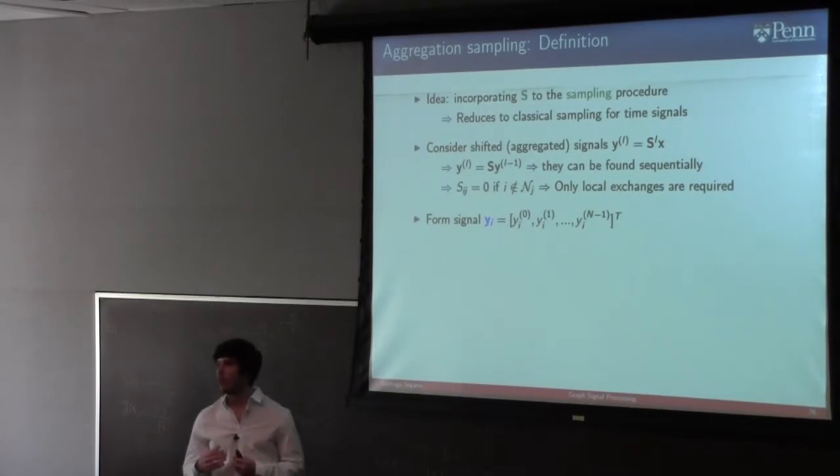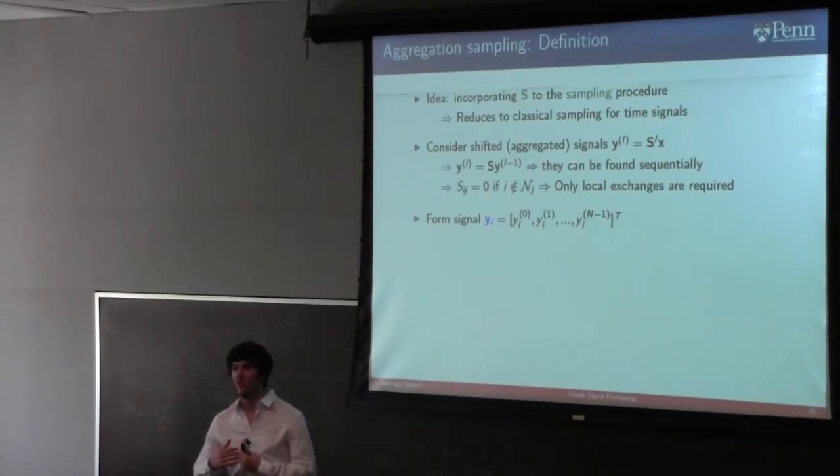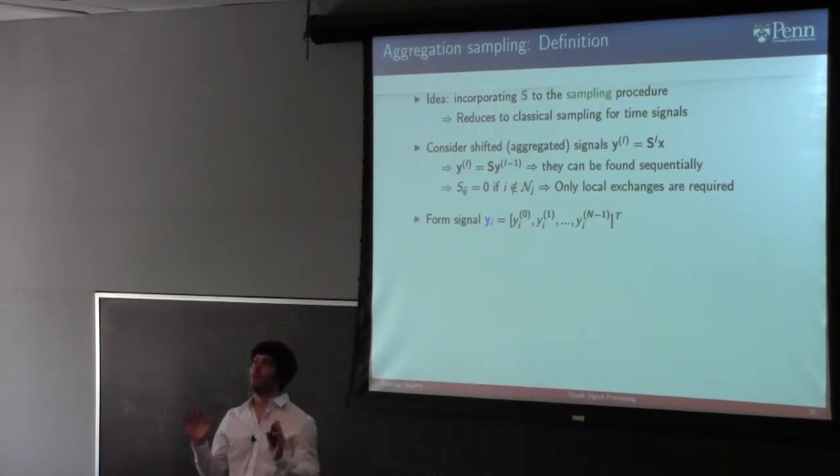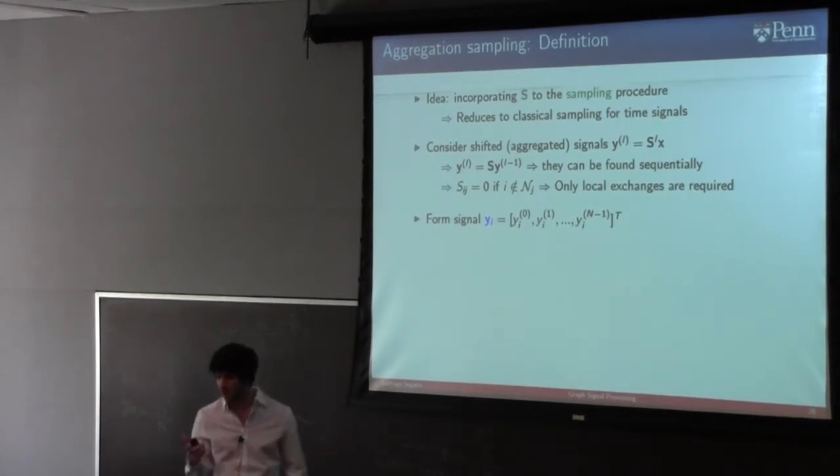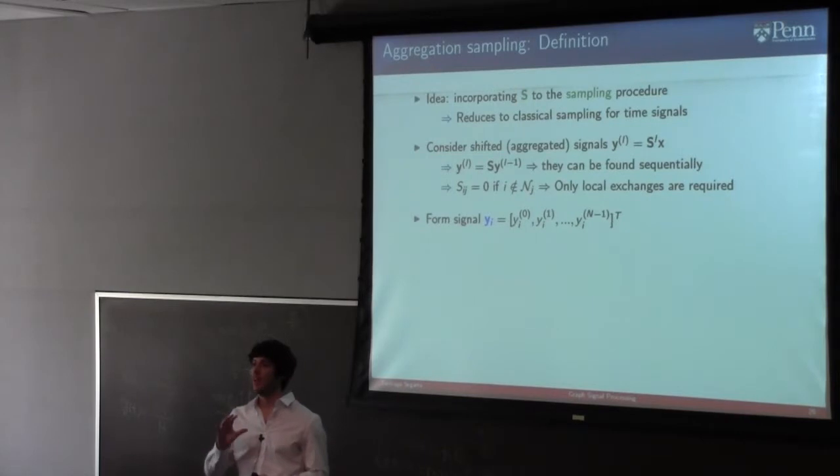So this is like this. I'm a node, and I live in this graph. First, there is a signal in the graph, so I just observe my value. Okay, so I have x sub i, which we call y0 sub i. And then we start applying this graph shift operator S, and I only record the values that I see.